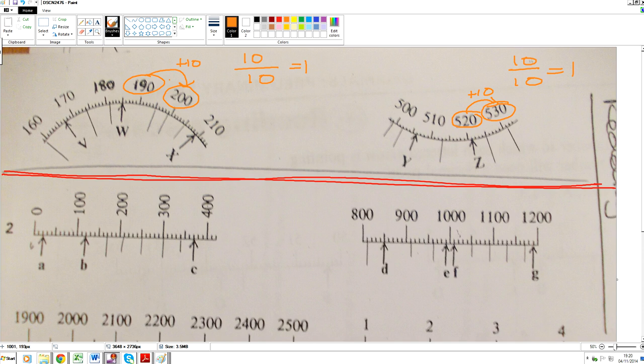Okay, as we can see here in the next two questions, we are also going up in ones. How do we know that? If you pick 190 to 200, we have increased the number by 10, and we've got 10 little increments. 10 divided by 10 is 1. If I pick 520 to 530, it's gone up by 10. I've got 10 little lines, so 10 divided by 10 is 1. So we're counting in ones. So let's write down the answers now.